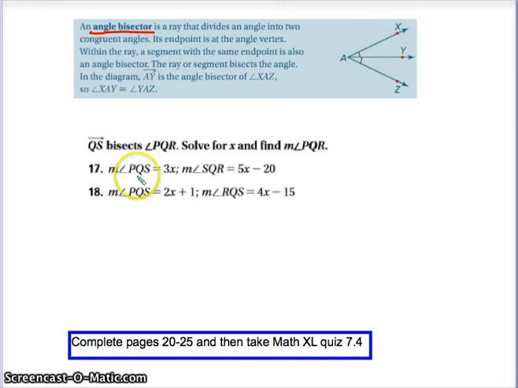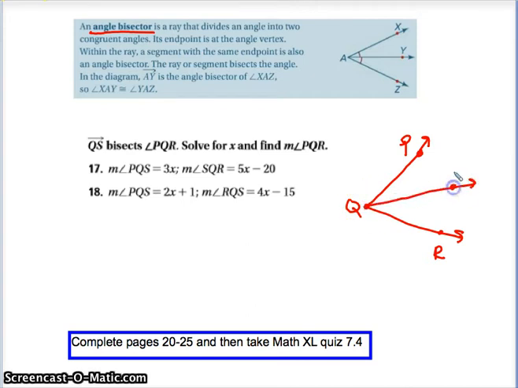Now, in the questions we have here, I'm told that ray QS bisects angle PQR. So let's go ahead and draw a picture over here. We'll say this is PQR. Now I've got this ray QS that is bisecting it. Now we're told to solve for x. So PQS, that's this angle right here, is 3x, and SQR is 5x minus 20.